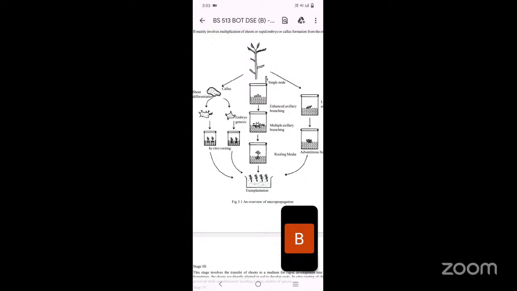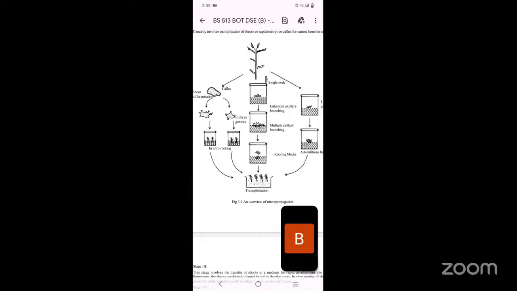In stage one, the culture is initiated and established in a suitable media. Selection of an appropriate explant is important. The most commonly used explants are organs, shoot tips, axillary buds. The chosen explant is surface sterilized and washed before we use it.